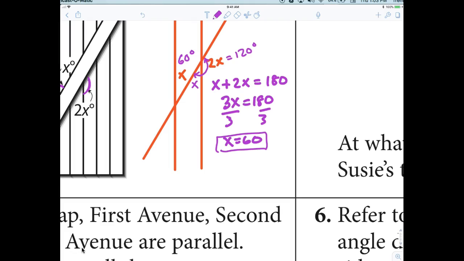So now we want to start the equation by saying those two angles together add up to what? Add up to 180. All right. So x plus 2x is 3x. 180 divided by 3 is 60. So the x was 60, and 2 times x is 120.